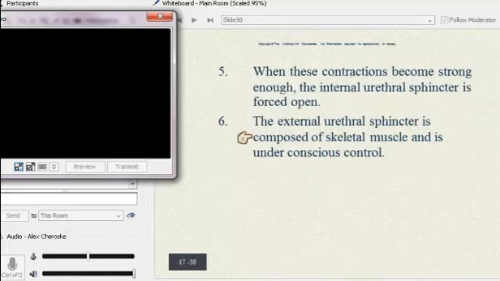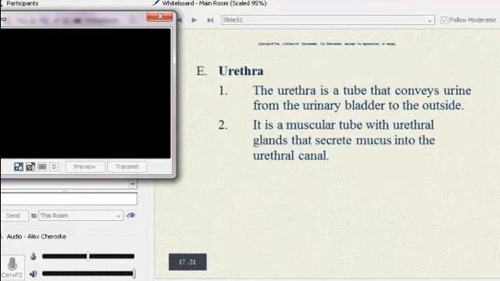And we're going to be able to control the system at a conscious level as well. We're going to feel that stretch from stretch receptors in the bladder wall, but we're going to be able to control when we actually empty it.